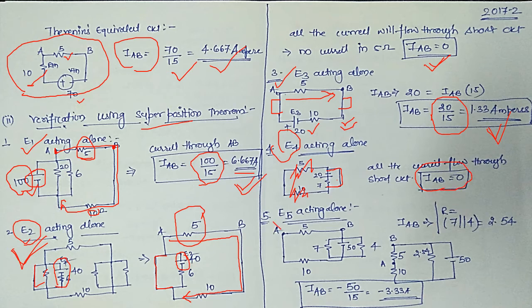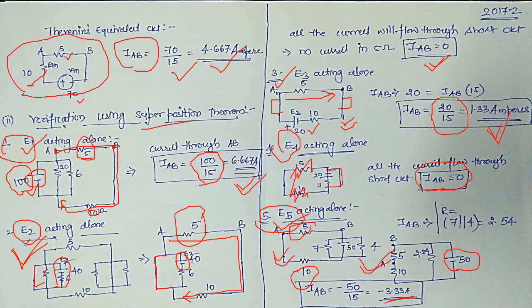Now E5 acting alone. The equivalent model will look like this. E5 is 50. These two are in parallel, and in parallel with this 10 and 15, so let us merge that, and you can easily apply Ohm's law here. Look at here, 50 by 15 will yield you the current. This is the same case as we have for our E1 problem, so E1 and E5 are the same case here. Because of that you will find this is minus 3.33 A.